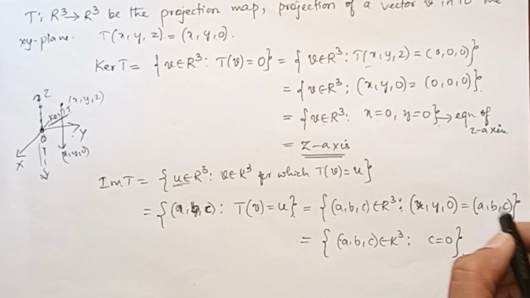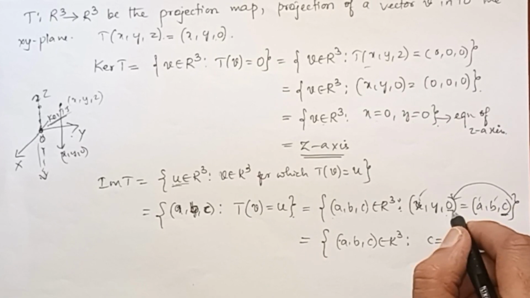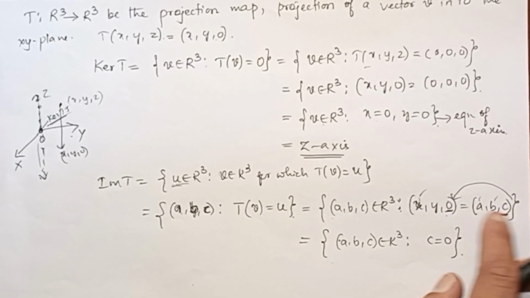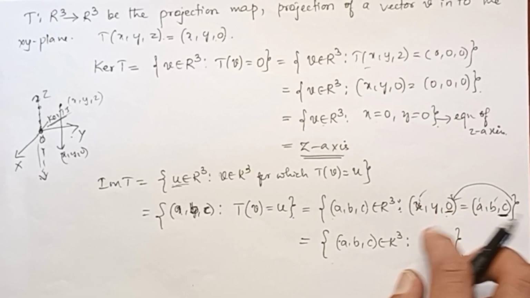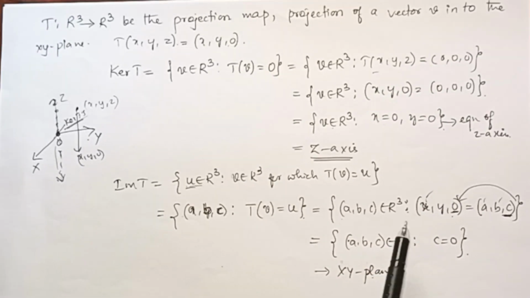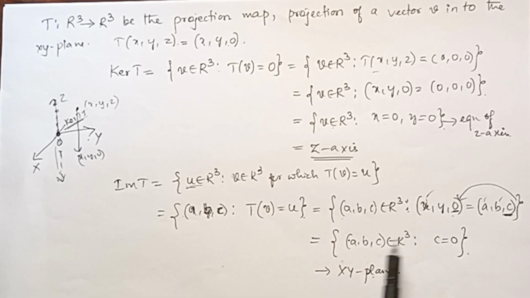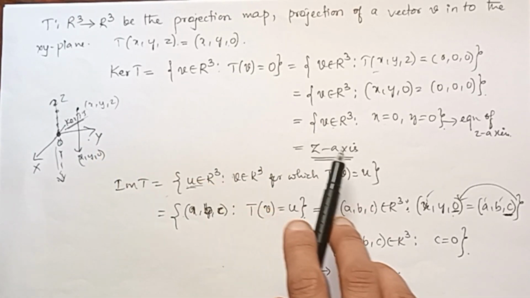So c = 0 from this. When you equate these two, whatever may be the values of a and b, this remains constant: c = 0. The third coordinate being 0 means it is in which plane? The xy plane. The xy plane includes all those points (a, b, c) for which the condition is c = 0. For any point in space, if the third coordinate is 0, then that point must be in the xy plane. So the image of this transformation is the entire xy plane, and the kernel of this transformation is the z-axis.